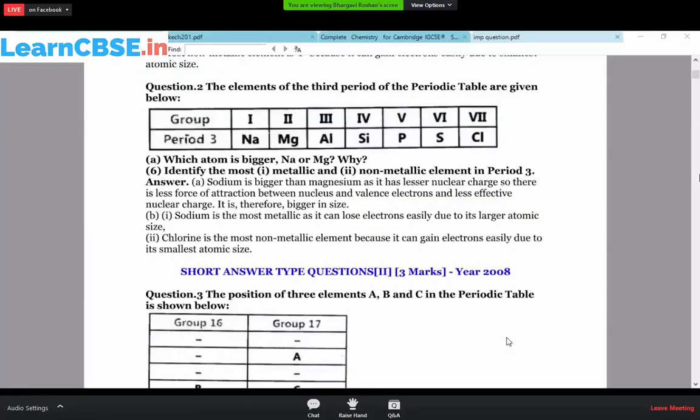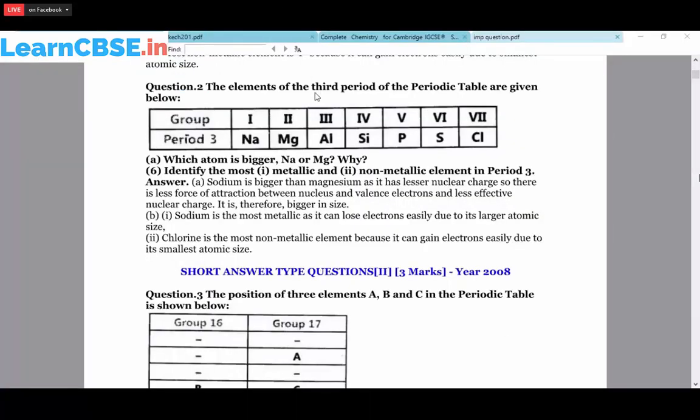Okay. Second question. The elements of the third period of the periodic table are given below: period 3, sodium, magnesium, aluminum, silicon, phosphorus, sulfur and chlorine. The first question is, which atom is bigger, sodium or magnesium? Why? So now they are asking which atom is bigger, sodium or magnesium. So sodium is bigger than magnesium.